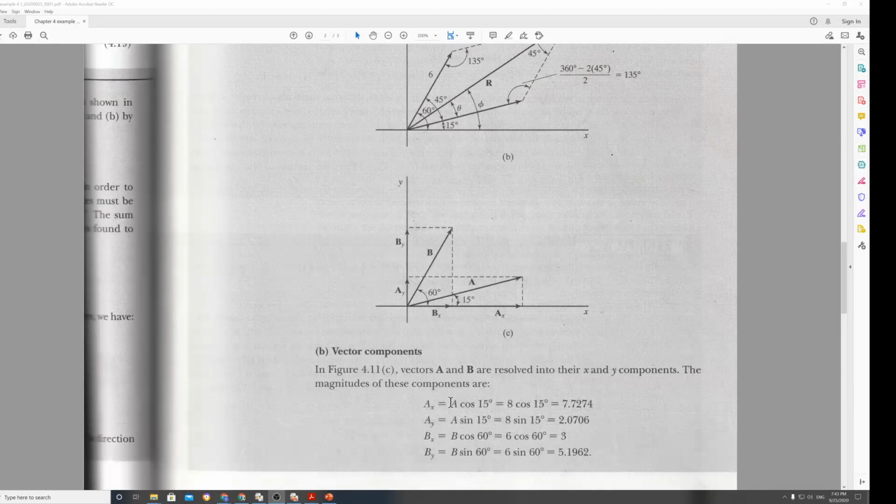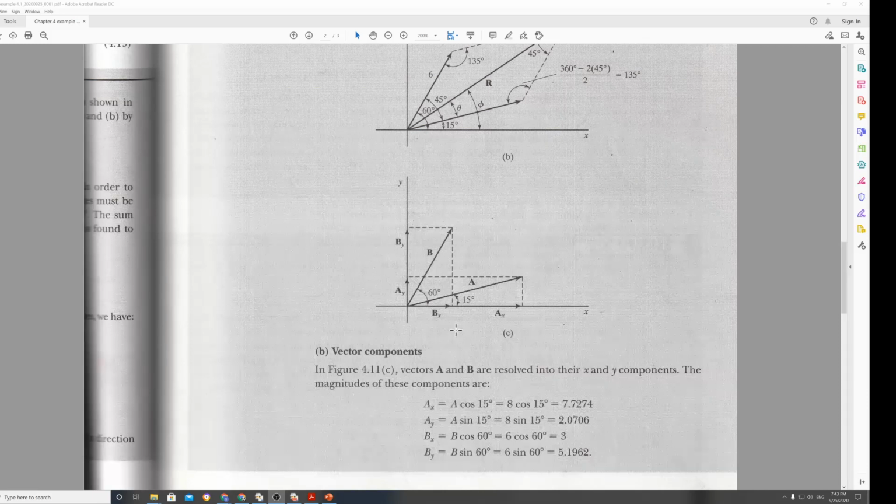Here's the adjacent side, A times cosine of 15. Here's the opposite side for that vector. Here's the adjacent side. Here's the opposite side for that vector. Okay, so now we have the components. We have the x components, which are these two, and the y components, which are these two.